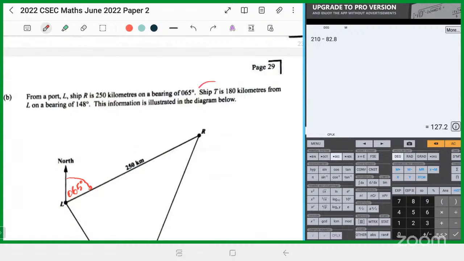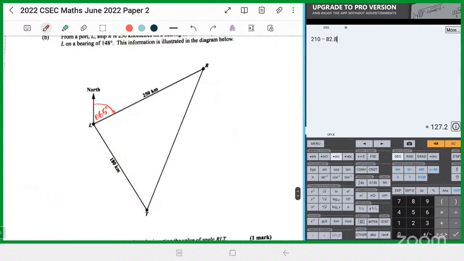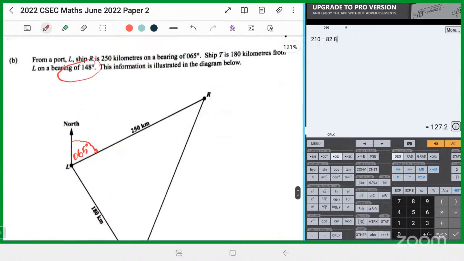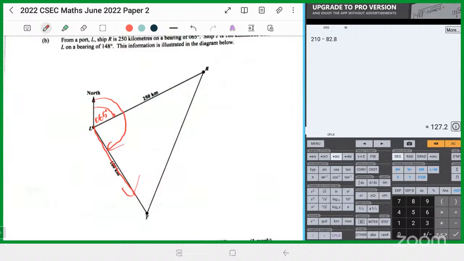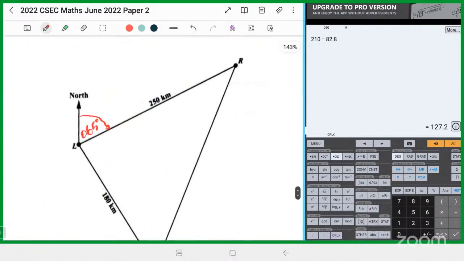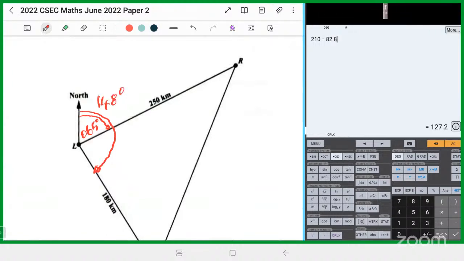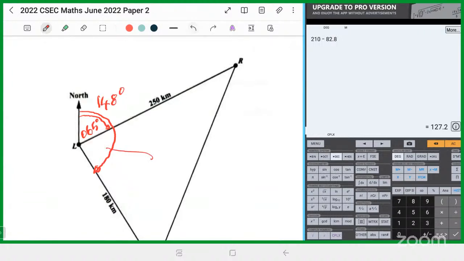Then ship T is 180 kilometers from the same point, and that one is on a bearing of 148 degrees. That's the bearing of this direction. This angle around here, clockwise from the north line at the from position, is the bearing angle. Let's put it on the diagram. And this angle around here is 148 degrees.